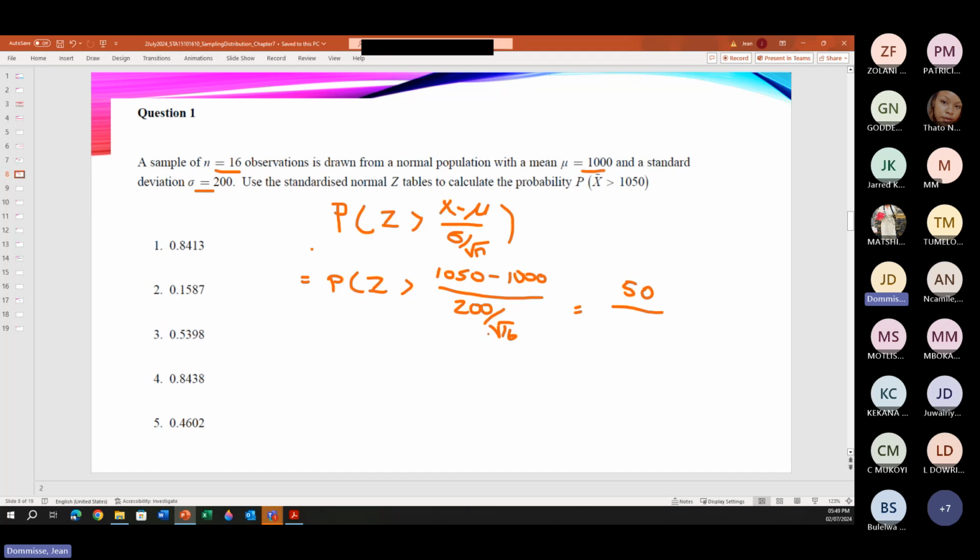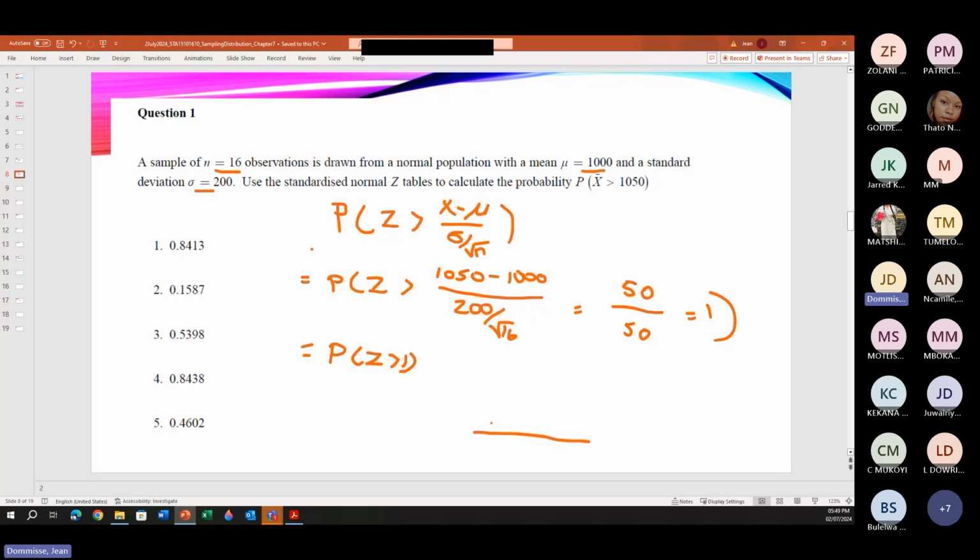200 divided by the square root of 16, so 200 divided by 4 gives us 50. So we're sitting with a probability that we will need to work out: Z bigger than 1. Okay, so you see this is what we did in chapter 6. So now Z bigger than 1.